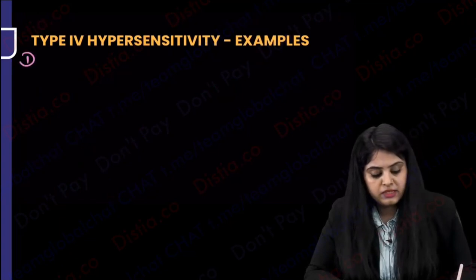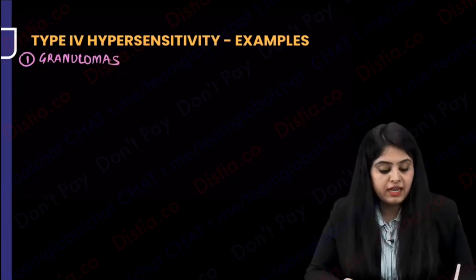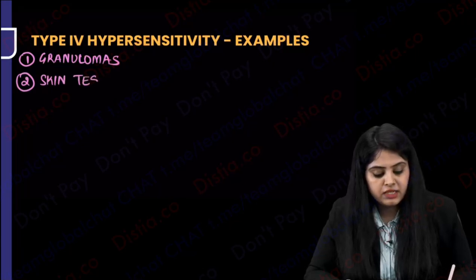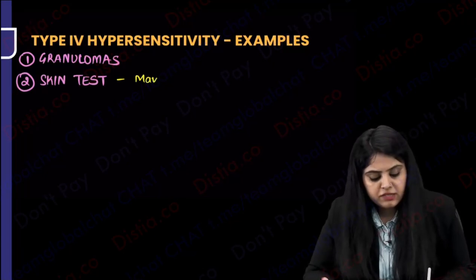First, no mnemonic needed here. The first example is going to include all the granulomas, the TB granuloma, all the other granulomas that you have studied. And if you have put granuloma, you will also put all their skin tests. TB has granuloma, right? So what is the skin test of TB? The TB skin test is the Mantoux test.